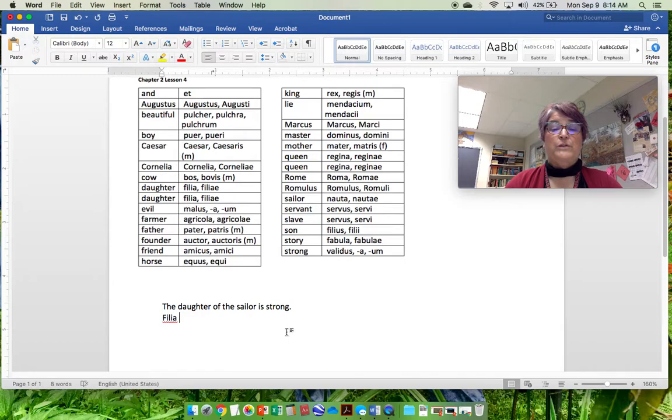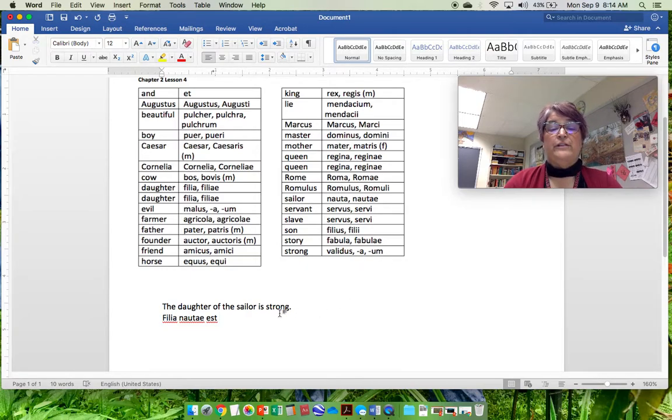So the only word that I can write after daughter is sailor, and that has to show possession because it follows the word of. When I find the word sailor on my vocabulary list, I see that the second word, or the possessive form, is nautae. So that's what I'm going to write in my sentence. Is is the word est, and the word strong is this adjective, validus, valida, validum.